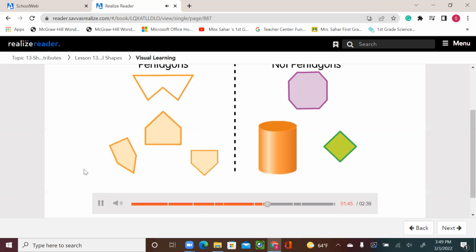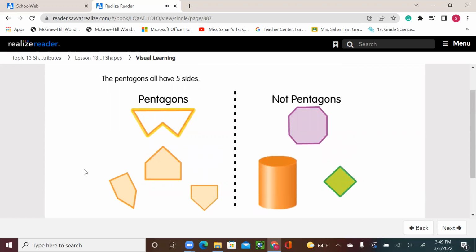The pentagons all have 5 sides. The pentagons all have 5 vertices. The pentagons all have 5 angles.